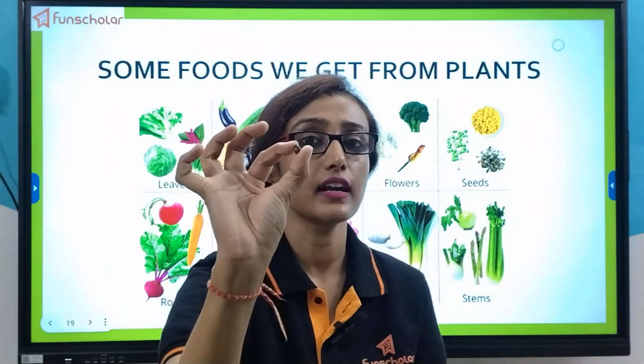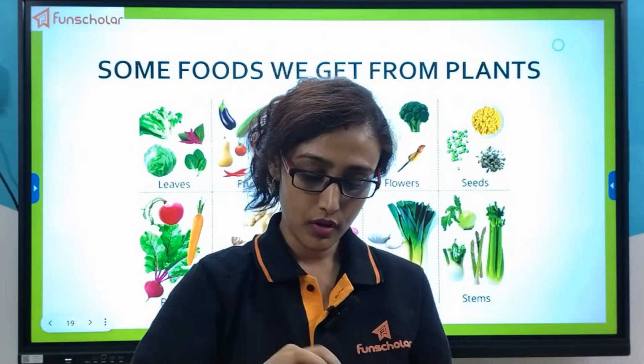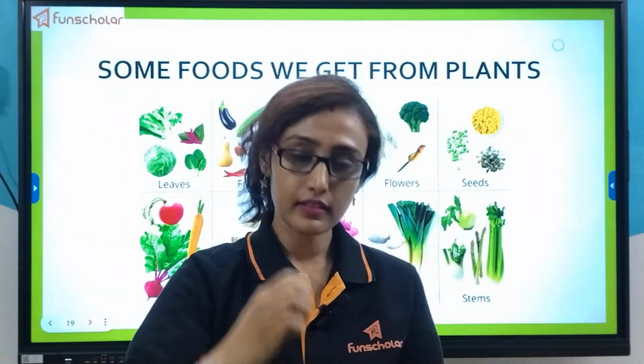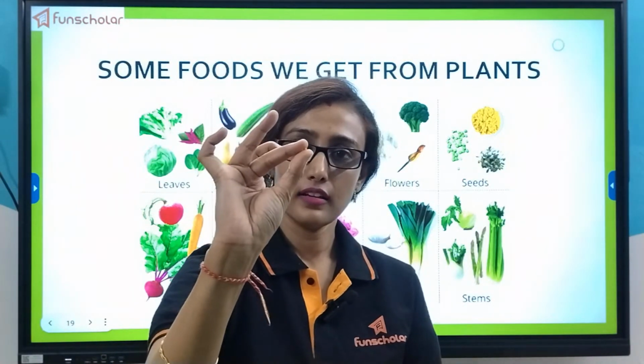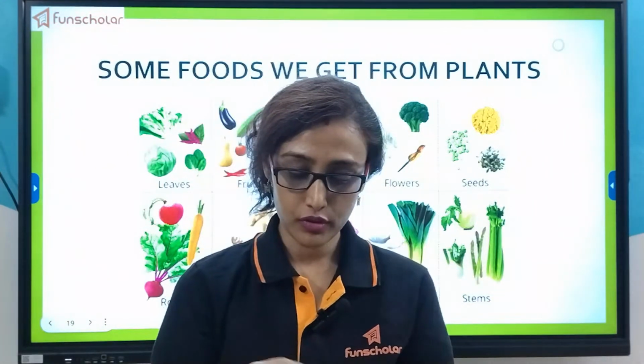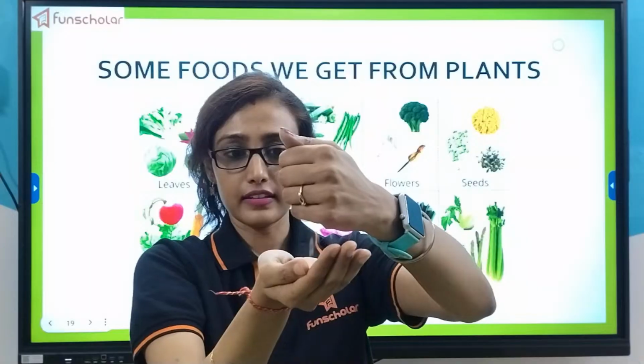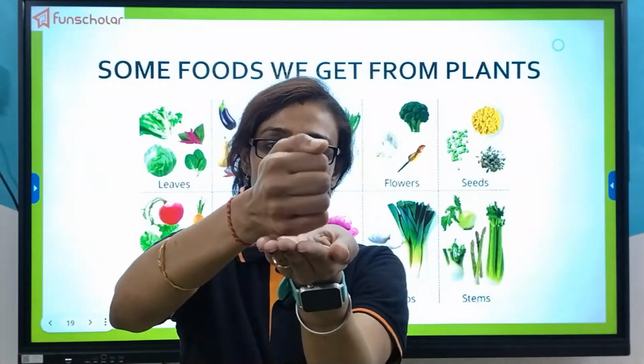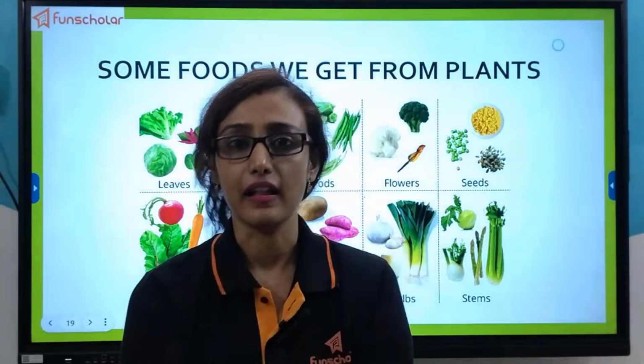Why? Because the seed contains the stored food. Okay. See, now dal. They also have stored food. So all these are nothing but the stored food of the plants. Okay.